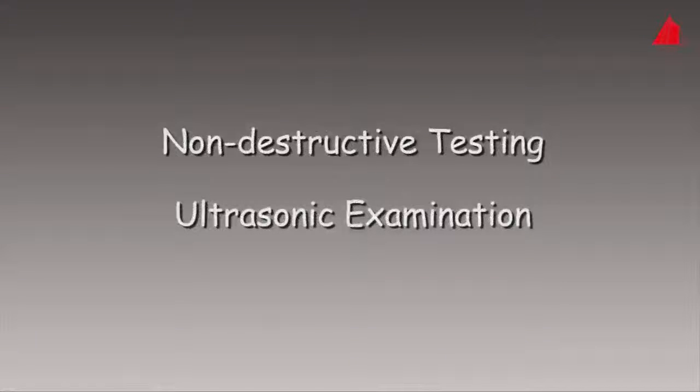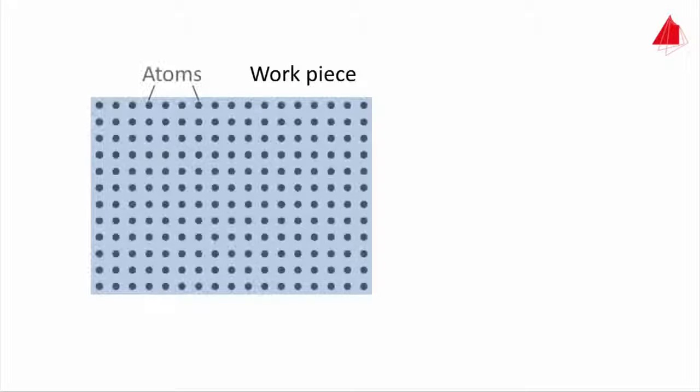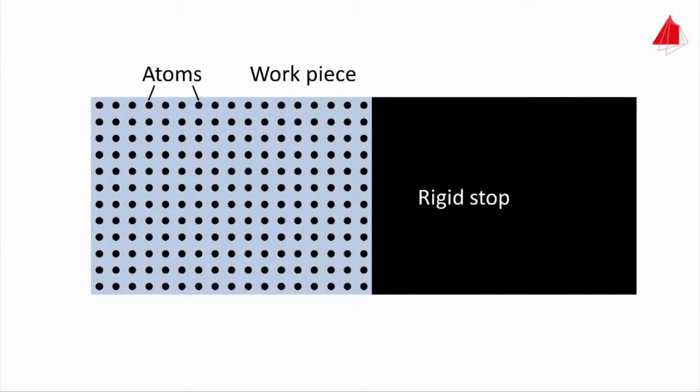Non-destructive testing. Ultrasonic examination. The basic principle of ultrasonic testing of materials is the propagation and reflection of sound waves. As an example, a cylindrical workpiece is shown in the animation. The longitudinal section through the cylinder shows the position of the atoms, extremely magnified and simplified as a single crystal. To begin with, a rigid unyielding stop is attached to the right front end of the cylinder. At the left front end, a disc is installed.